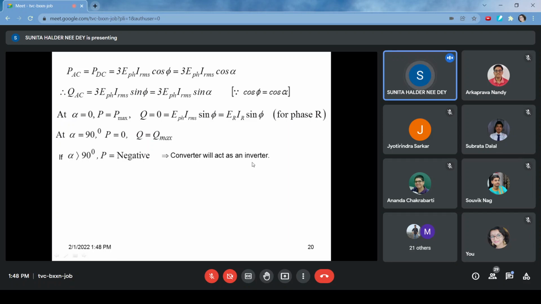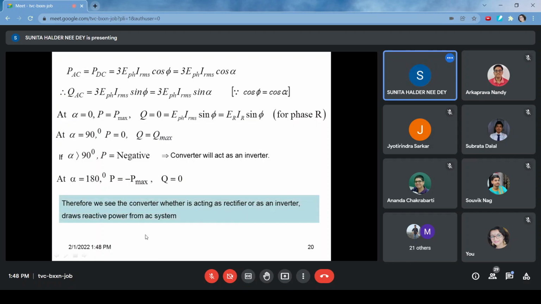That means the converter will act as an inverter. Alpha equal to 120 degree, P equal to minus P max. Then the inverter will give us maximum power. So we can configure the converter as rectifier or inverter.